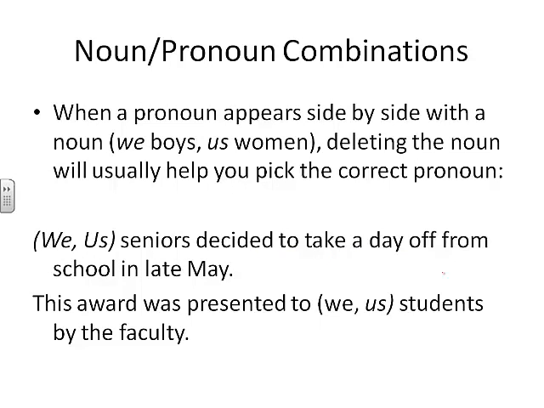When we get into we and us, we also tend to couple them with the words that are associated with them. So we boys, we women. If we delete the noun that is associated with the pronoun, we can figure it out. We don't say "Us seniors decided to take a day off from school in late May," although many people would do that. If we cross off seniors, we see that the logical answer is we. "We decided to take a day off from school in late May." Likewise, "This award was presented to we students by the faculty"? No. Once we take out students, we see that the logical answer is "This award was presented to us by the faculty."